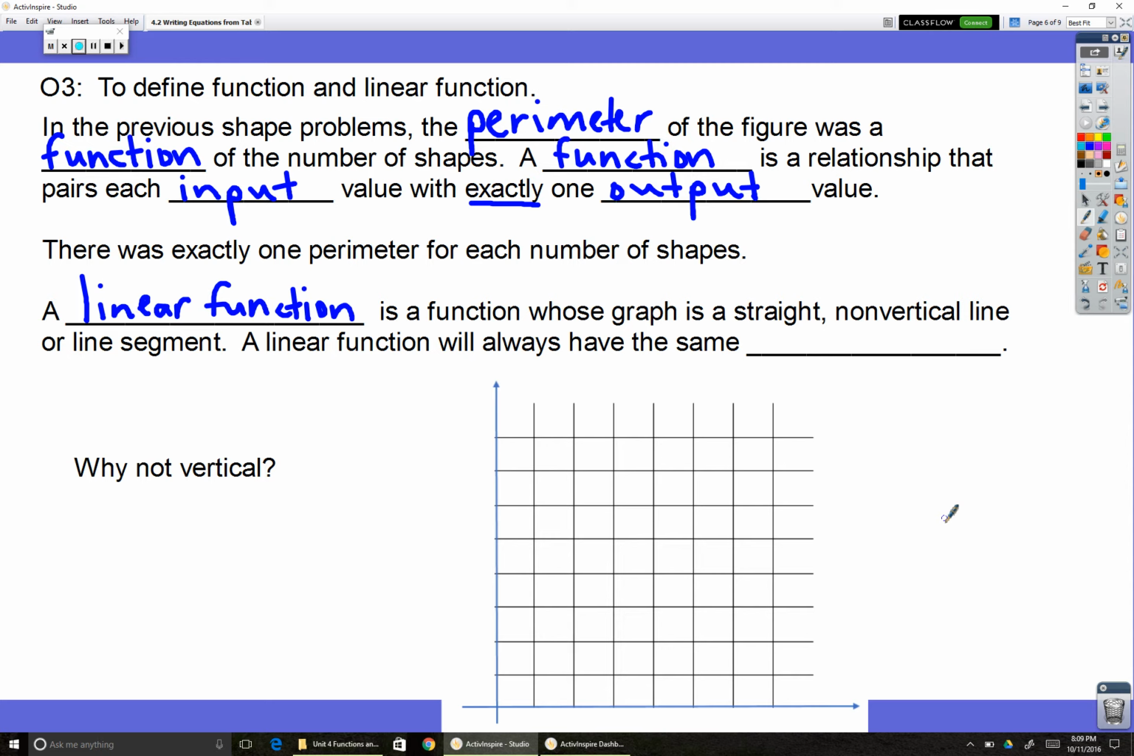A linear function will always have the same rate of change. So as we saw in our tables, we added on the same amount each time. It changed by plus 2 in our rectangle example. It changed by plus 4 in our triangle example. It changed by 13 in our canoe example.